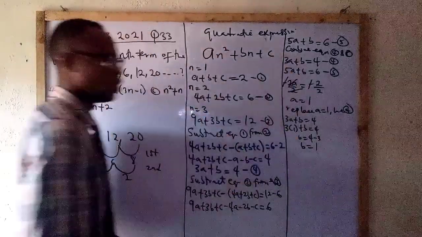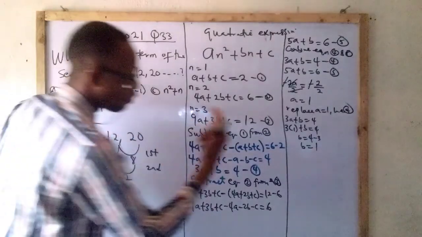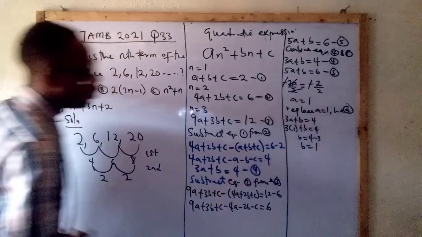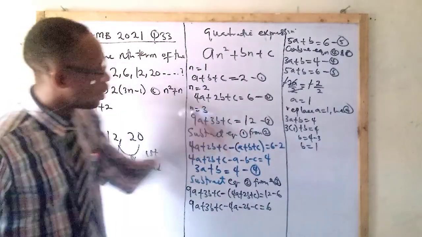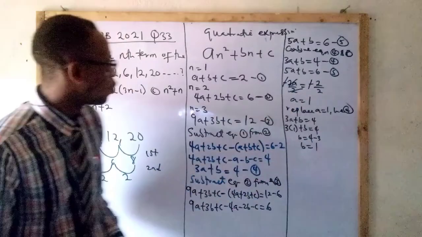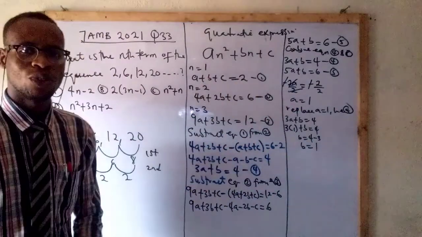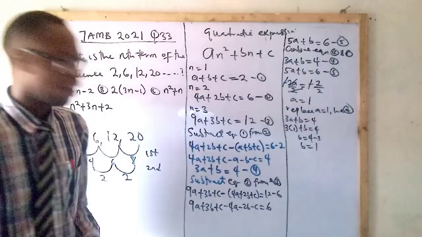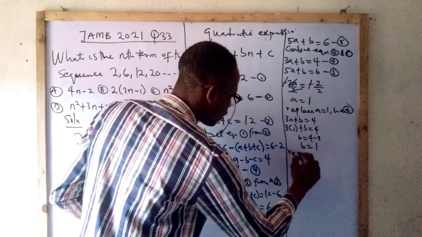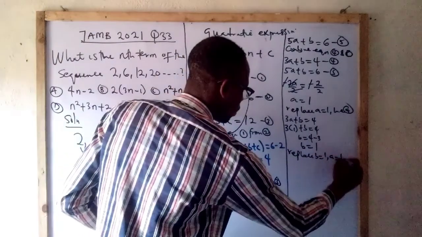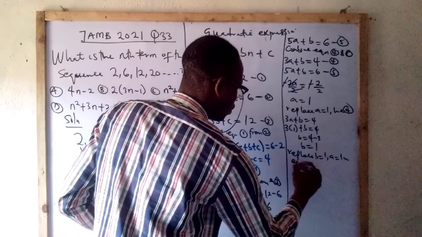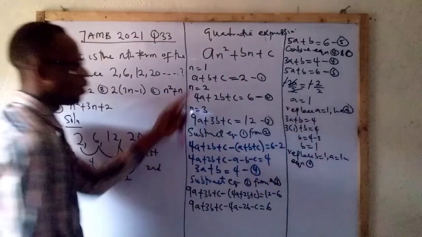1. So since I've gotten the value of both a and b, what am I going to do next? I'm just going to replace. Look at that, since my a is 1 and my b is also 1, I can easily replace back in equation 1 to get my c. Right? So I'll just say replace b equals 1, a equals 1 in equation 1. And equation 1 says that what?